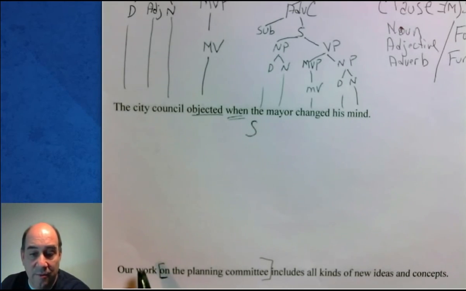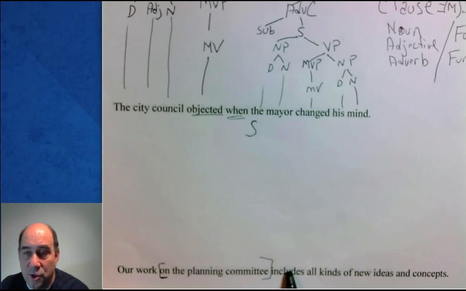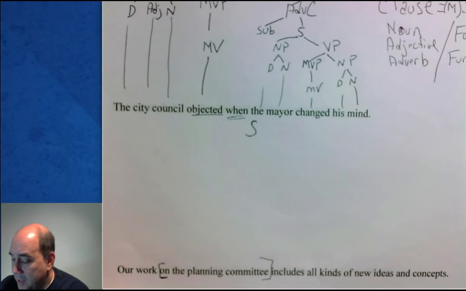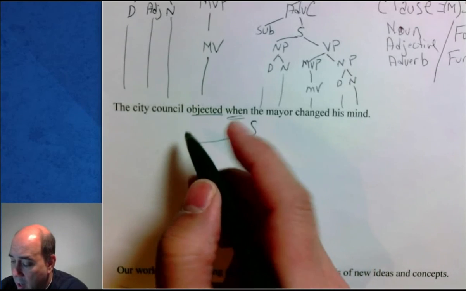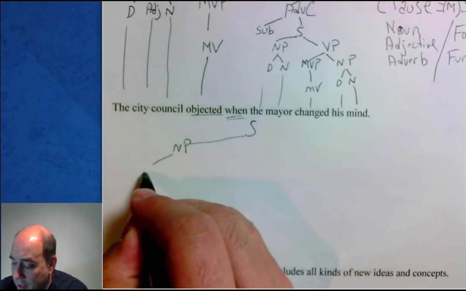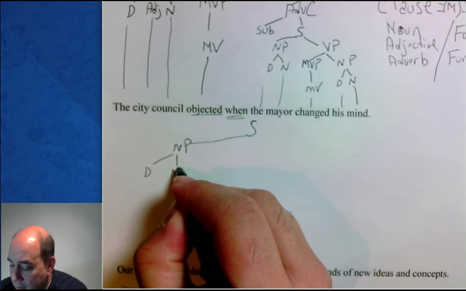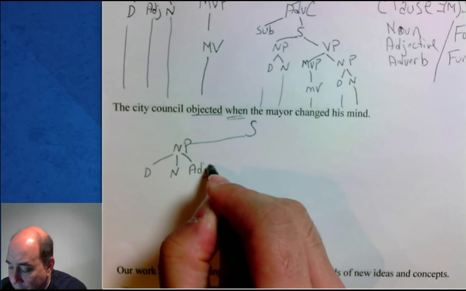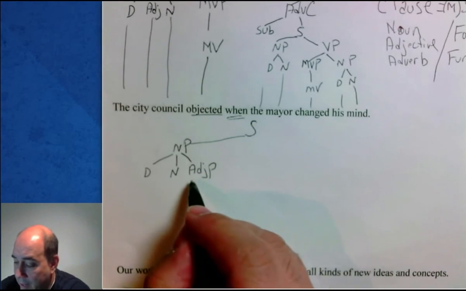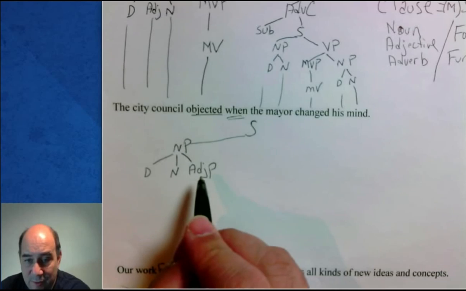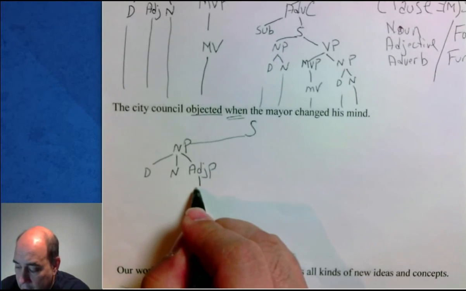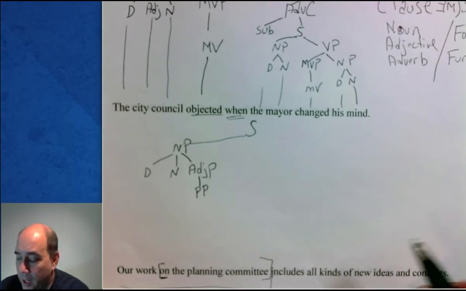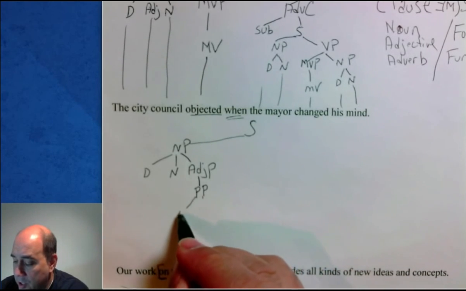Remember, main parts are subjects and verbs. So our work includes, there's your main verb. All right? Now this means that everything from here over is going to be part of that noun phrase at the beginning. So we're going to come over here, we'll make a noun phrase, and we're going to have a determiner, we're going to have a noun, okay, and we're going to have an adjective. This is an adjective phrase, okay, but that's its function. What's its form? What's it look like? It's a prepositional phrase. So we're going to put in a prepositional phrase there.